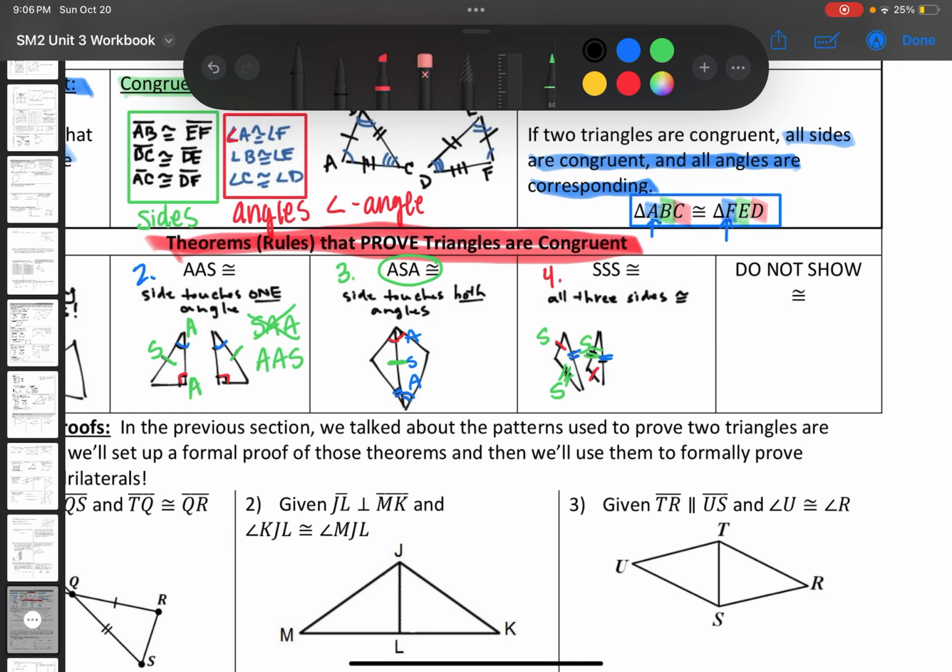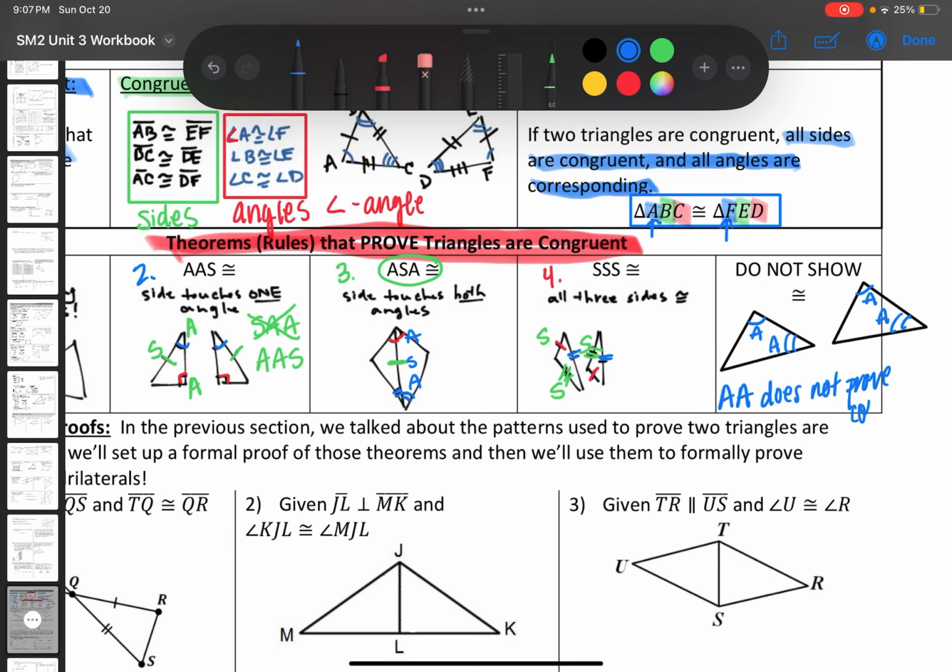Right. If I have two triangles here, and I only know that these two angles are the same, and that these two angles are the same, that's all I know. I don't know if the third angle is congruent. I don't know if any sides are congruent. I've got an angle here. An angle does not prove congruence, okay?